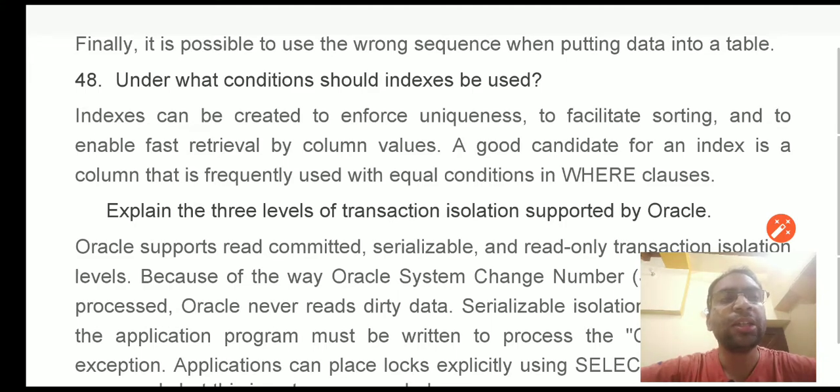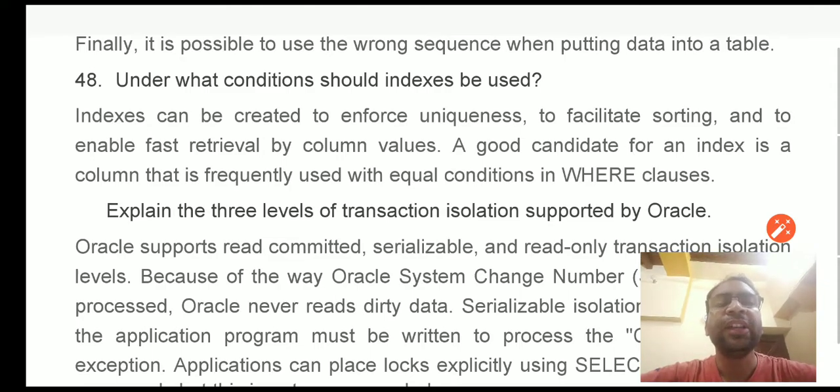A good candidate for an index is a column that is frequently used with equal conditions in where clauses. Obviously, the index enables faster searching of the database, but sometimes it is not good when database insertion and updation are very frequent.